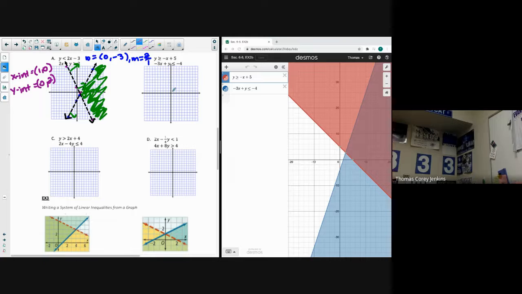So 0, 5, 5, 0. And then I'm going to extend my solid boundary line through those 2 points.